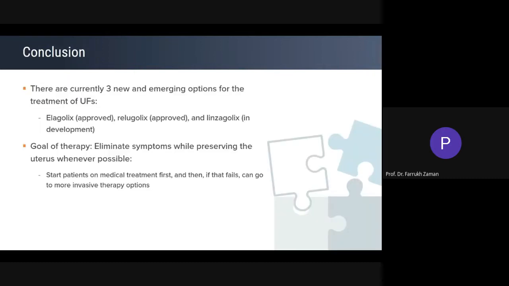This is the conclusion: 3 new and emerging options for treatment of fibroids. Elagolix approved, Relugolix approved, and Linzagolix in development. The goal of therapy is to eliminate symptoms while preserving the uterus whenever possible. Start patients on medical treatment first, and then if that fails, go on to more invasive therapy. That is how it goes.